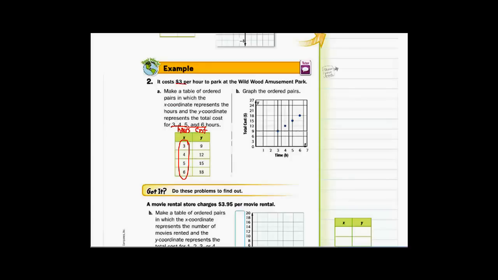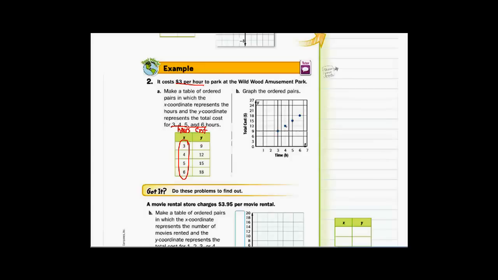If it costs $3 an hour, that doesn't take a lot of rocket science to figure out. $3 an hour, 3 hours, $9. 4 hours, 12. 5 hours, 15. 6 hours, 18. I'm just multiplying that. It's $3 per hour, 3 hours, $9.